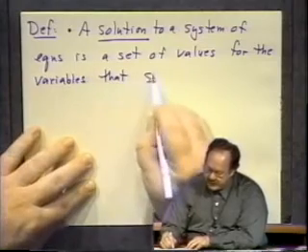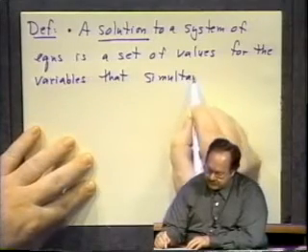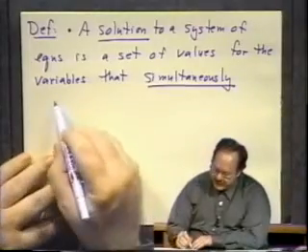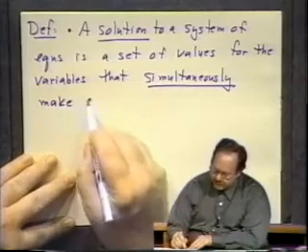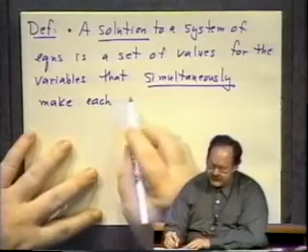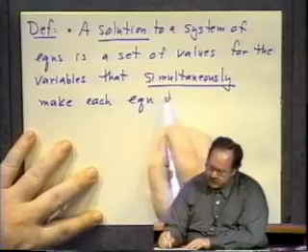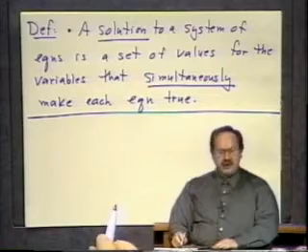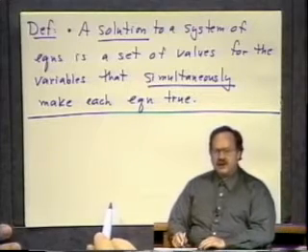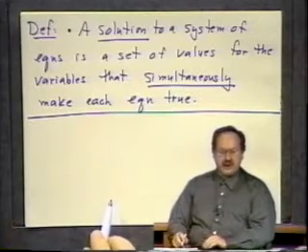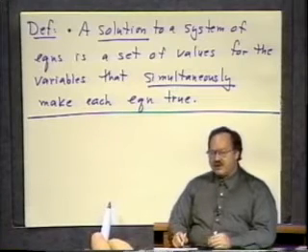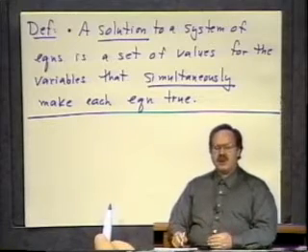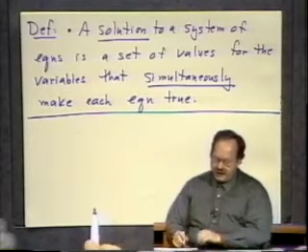simultaneously make each equation true. Simultaneously make each equation true. Because to solve a system is really, in a sense, harder than solving just a single equation, because you need to satisfy all the equations at the same time. So a solution that works in one equation might not work in another equation. To solve the system, you have to find what solves them all at the same time.